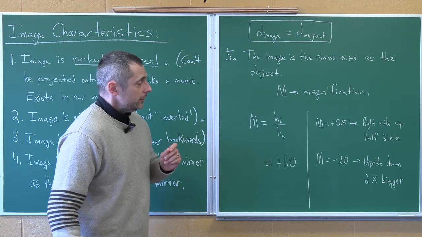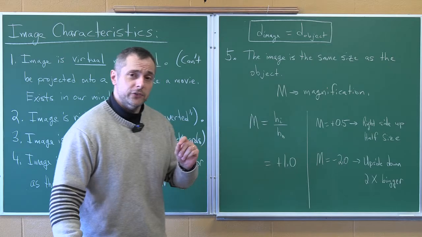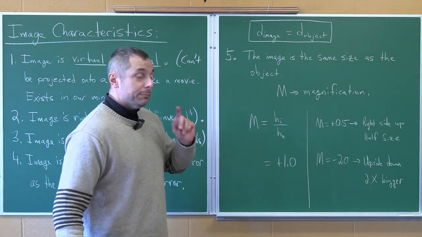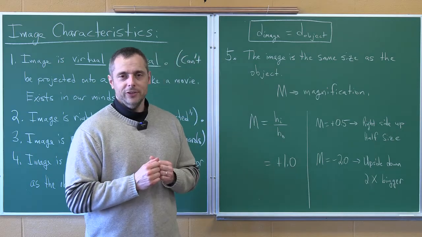So some other examples of magnifications: if you had a magnification of +0.5, what that means, the positive is the image is right side up, the 0.5 means the image is half the size of the object.